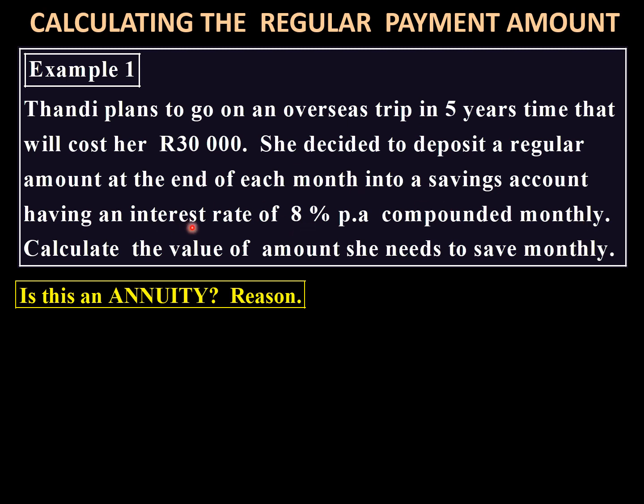Now, when you read here, you can do some highlighting. So we should be able to find key words here that will indicate whether this is an annuity. What are the key words there?